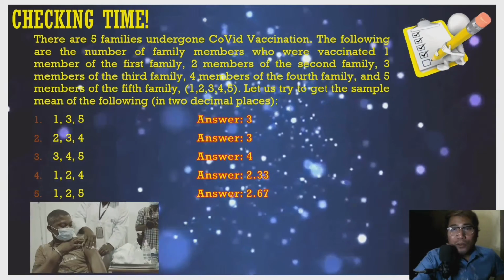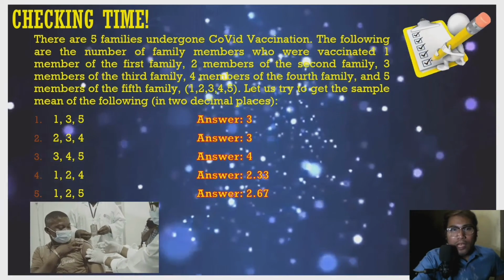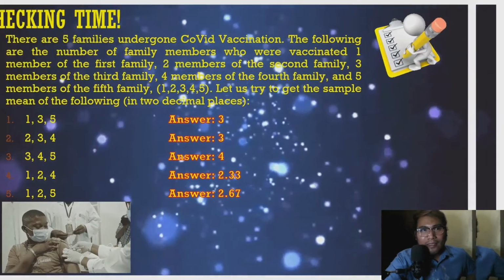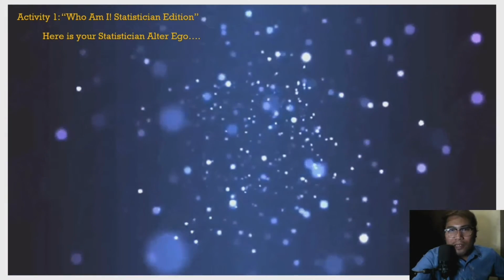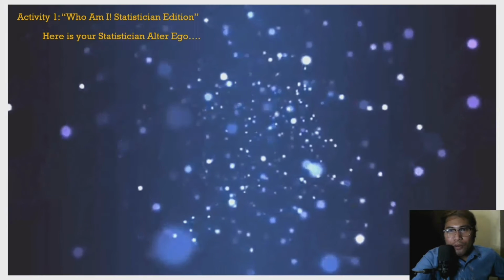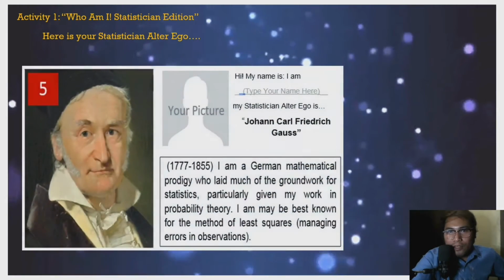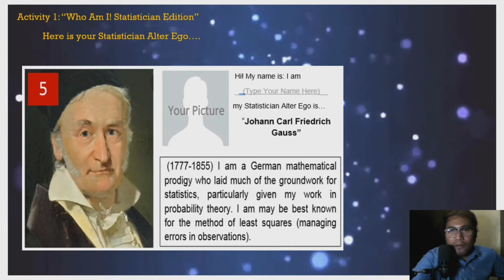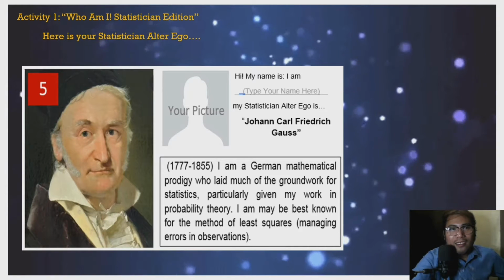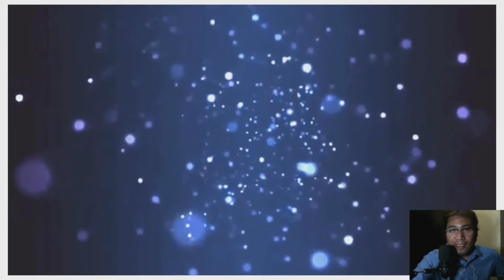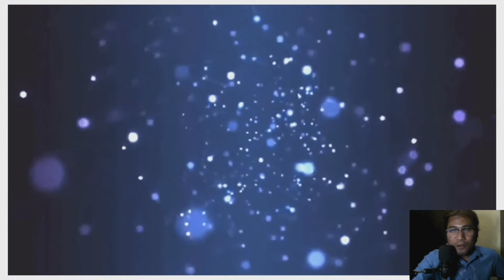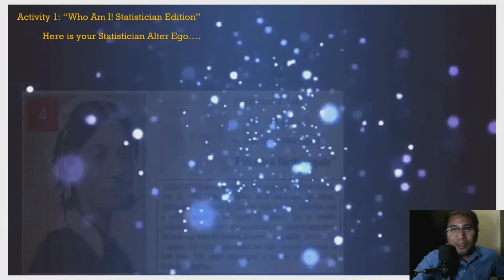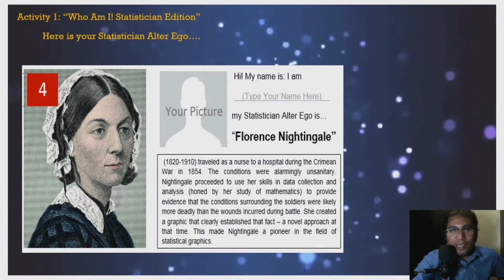It is time for you to count your scores and screenshot the next slide. So now, get a screenshot and edit this if your score is 5. Congratulations! Your statistician alter ego is Johann Carl Friedrich Gauss. Get a screenshot and edit this if your score is 4. Congratulations! Your statistician alter ego is Florence Nightingale.